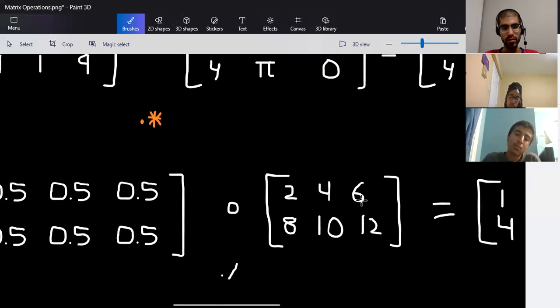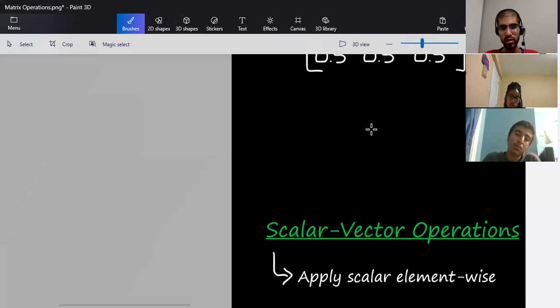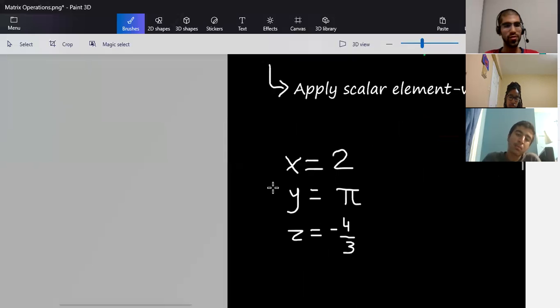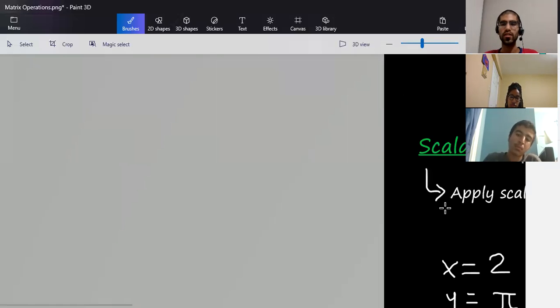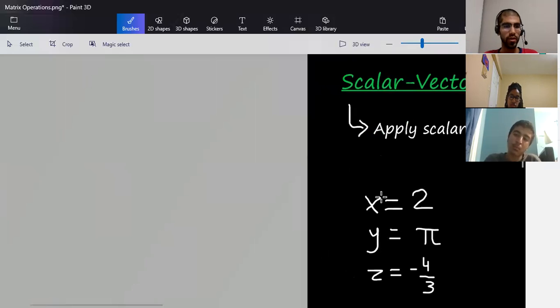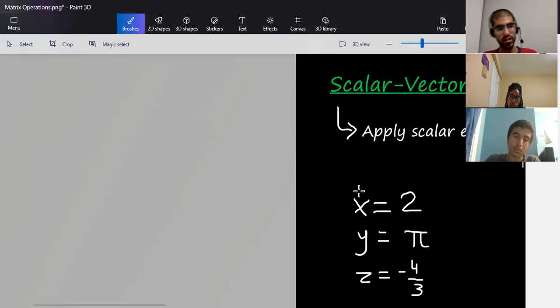So scalar is a special word for all those pieces of data that are just one piece of data. So x is equal to 2. That's just one thing. It's not a group of numbers. It's just one number. y is equal to pi. One number. z is equal to negative 4/3. One number. Scalar just means anything that is one number, not a group of numbers, unlike matrices and vectors, which are groups of numbers. Yeah?